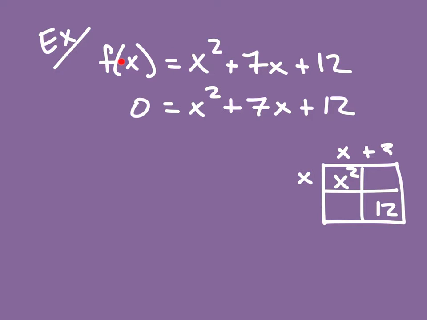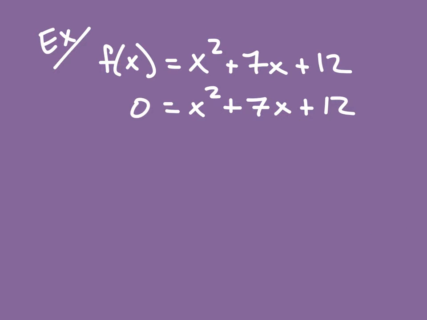Let's do positive 3, positive 4. 4 times x is 4x. 3 times x is 3x. Combine these together, that gives us 7x. That matches what we have in the middle, so we're good. And so knowing that, you can factor this to x plus 3 times x plus 4. That's the idea.